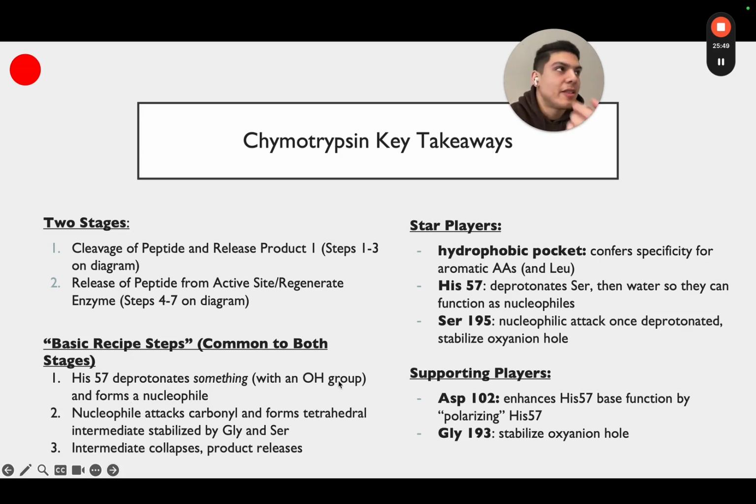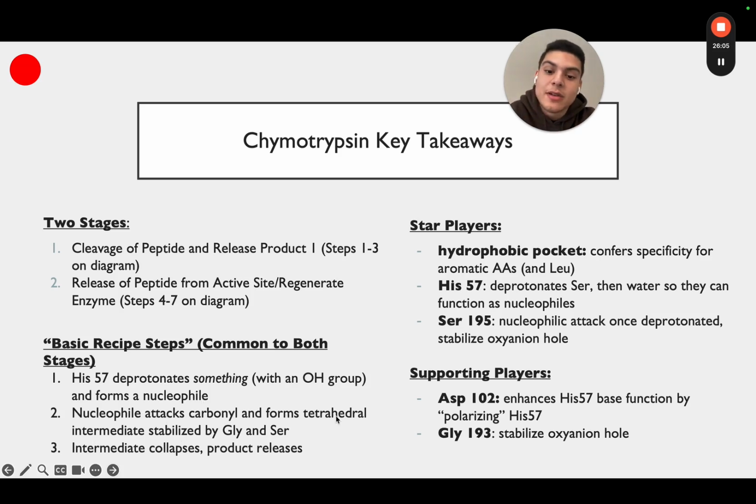So maybe they may throw another question of like threonine, right? It still has an OH group, so it could be similar, but the reason that threonine isn't as effective as serine is because it has that methyl group adjacent to that same carbon. So it's just something like that could be proposed as an exam question.